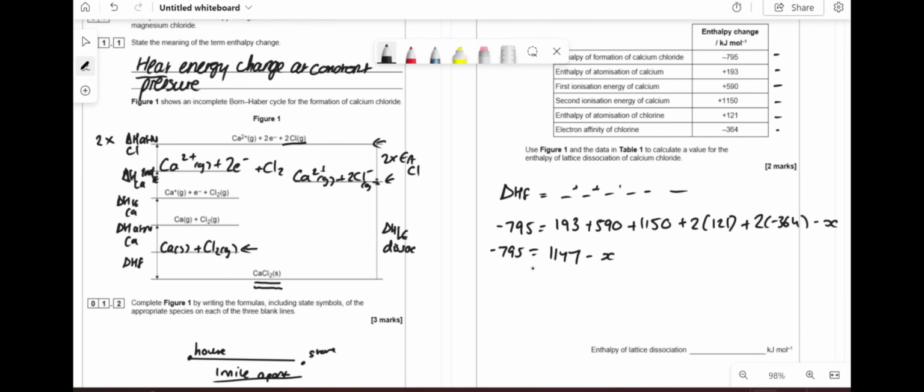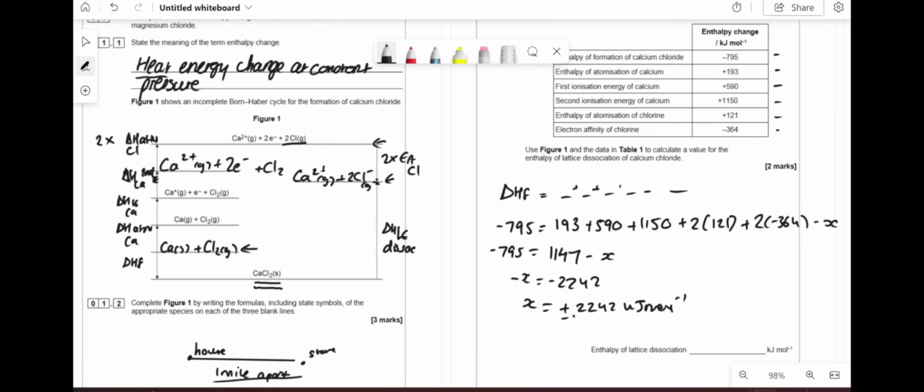Subtract both sides by 1147. So minus 795 minus that gives you minus x equals minus 2242. So flip the sign: x equals plus 2242 kilojoules per mole.